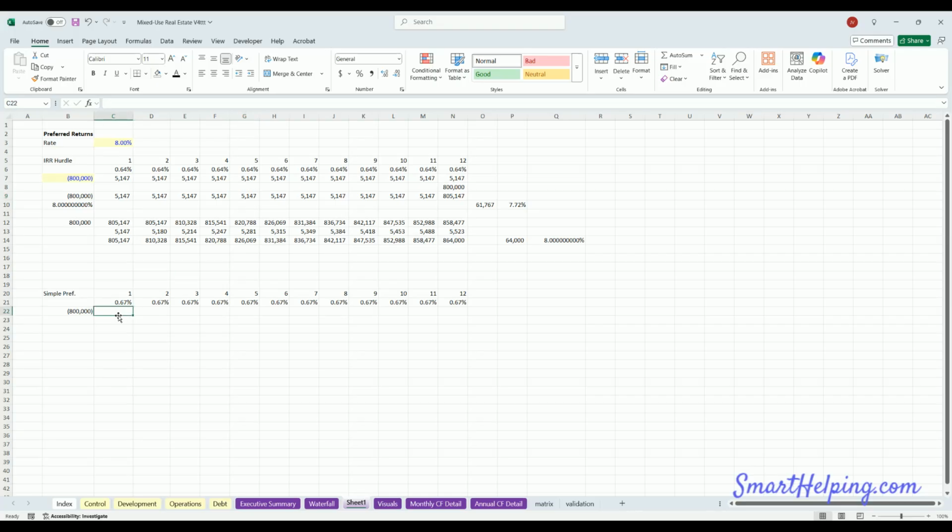Let's go to the simple pref here. So here, remember, we're just taking the rate divided by 12 instead of doing this other complex calculation. And we're saying, okay, take this times here. This is the amount due. Now this could be even worse for the GP if you're doing this calculation and you're compounding. Then it's even more if you don't have cash flow.